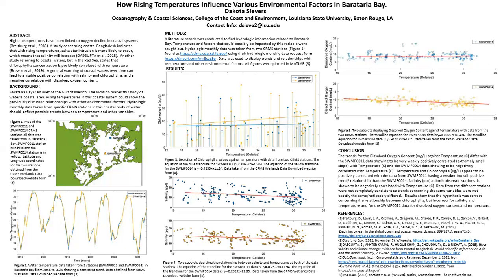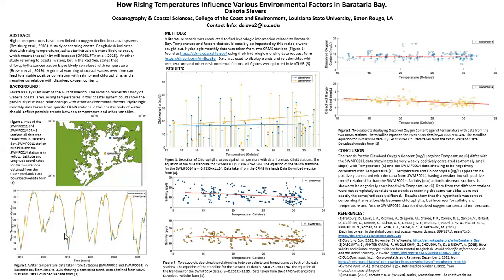Hydrological monthly data from two CRMS stations were used, and in this map here, you can see the Barataria Bay with the two stations being marked with a yellow triangle and blue square. These stations had data that was used to create the following figures. The purpose of using two different stations was to have a wider range of data to better accurately see how temperature affects different environmental factors.